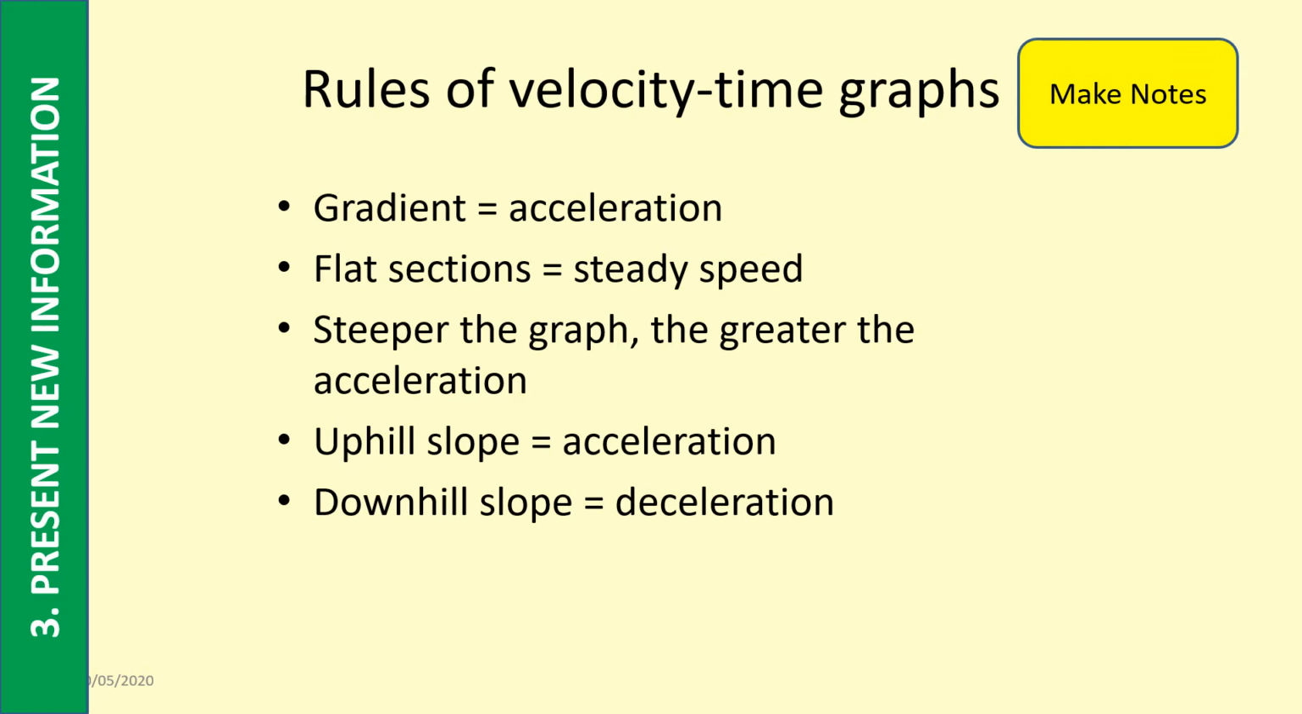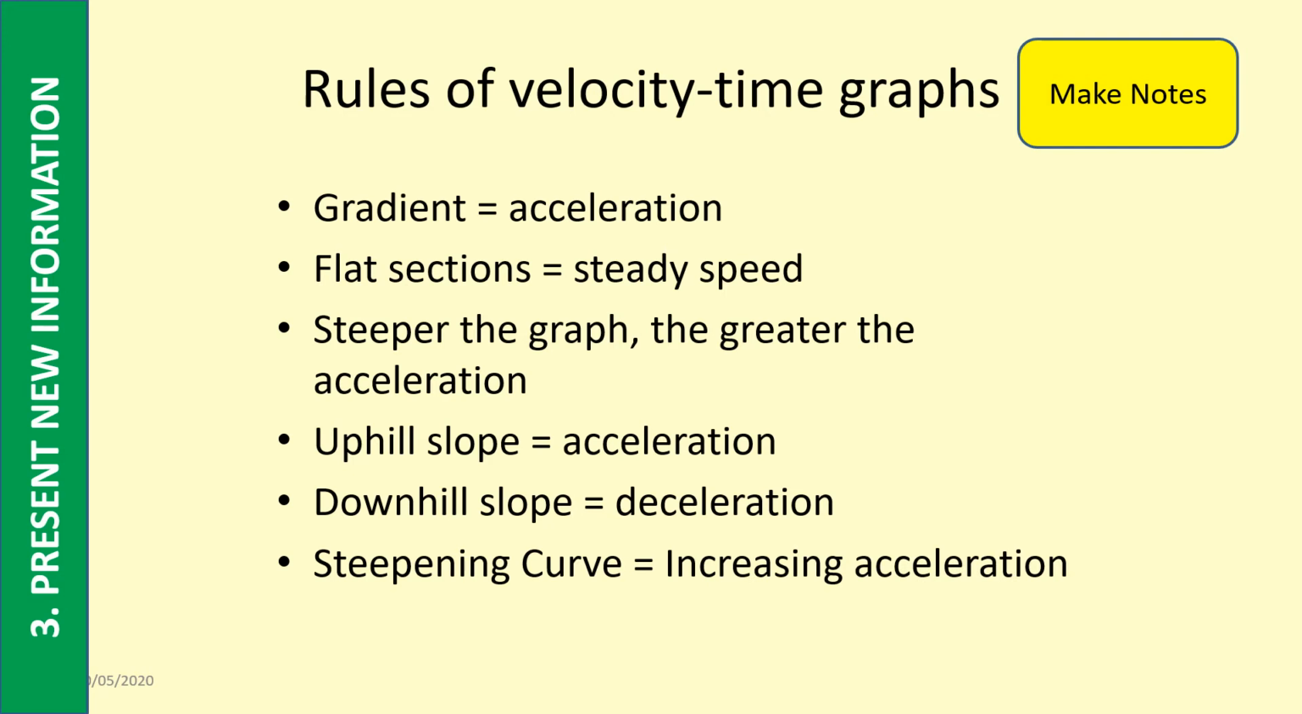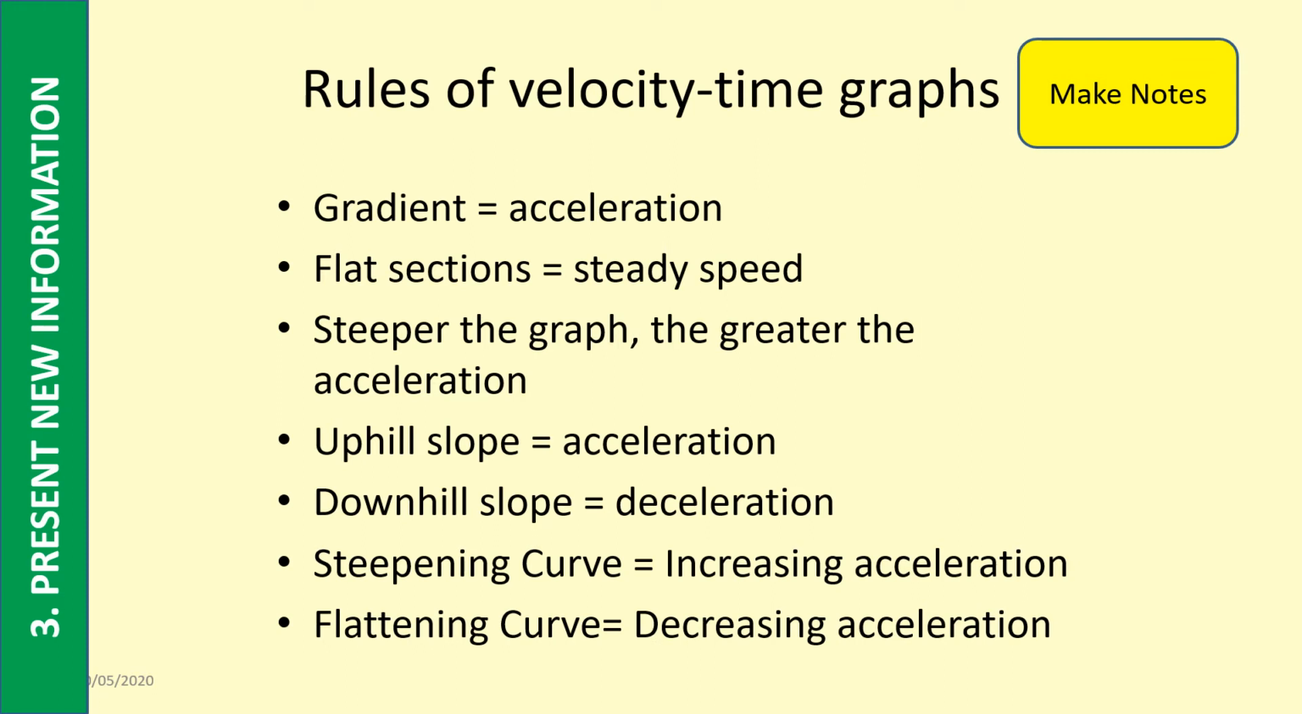A downhill slope is the opposite. The object is slowing down. It is decelerating. And a steepening curve is increasing acceleration, and a flattening curve is decreasing the acceleration.